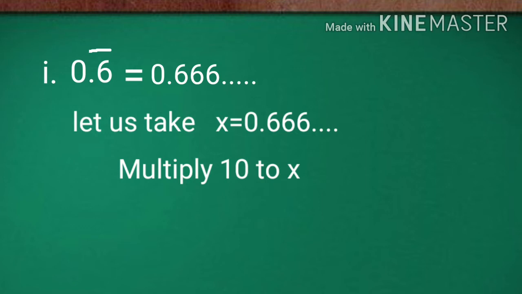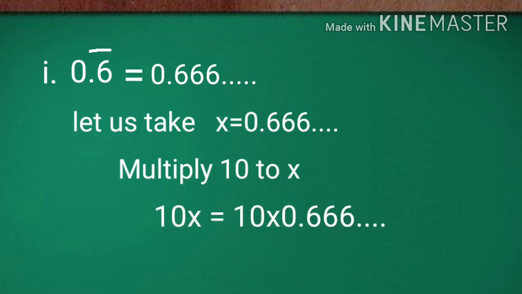Then there is only one number in the repeating part, so we multiply our x with 10. After the multiplication, we are going to get 10x is equal to 10 into 0.66 and so on, which will give you 10x is equal to 6.66... One place will be shifted before the decimal point.